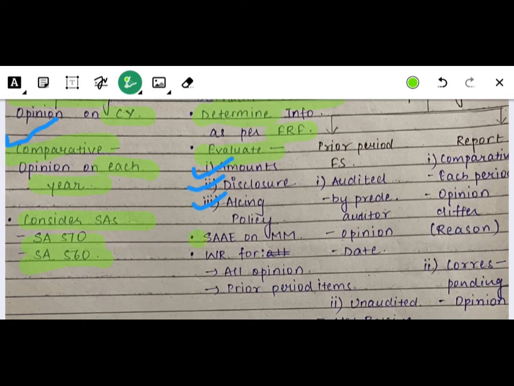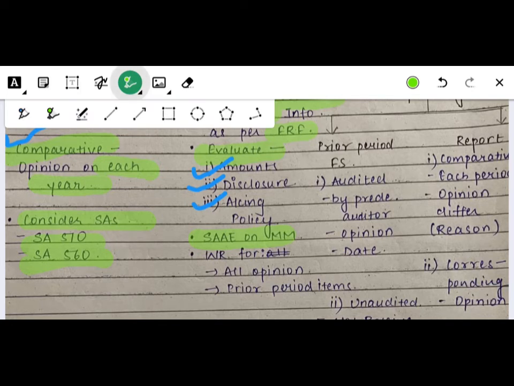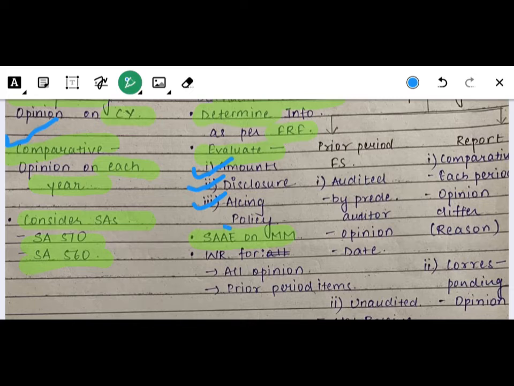Then next one is you have to keep professional skepticism. If you find or feel there is any material misstatement in the financial statements, then you have to carry out additional procedures to get sufficient appropriate audit evidence that there are material misstatements, or that there are not any material misstatements.